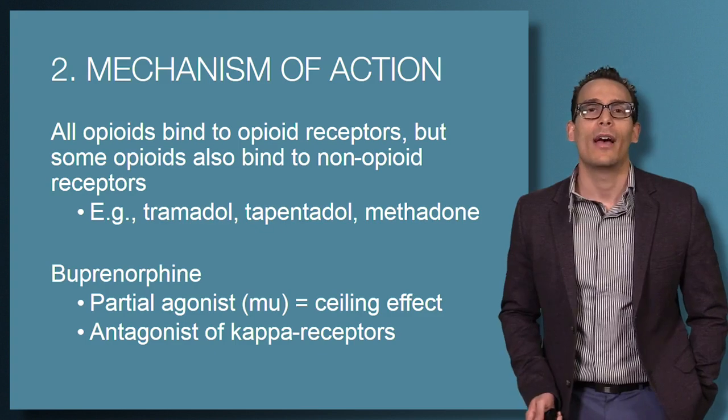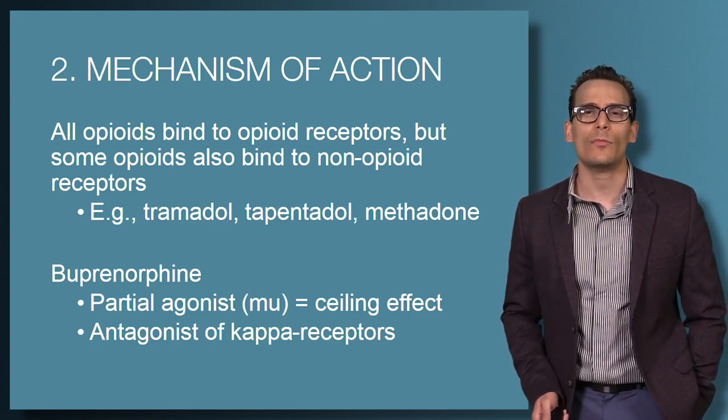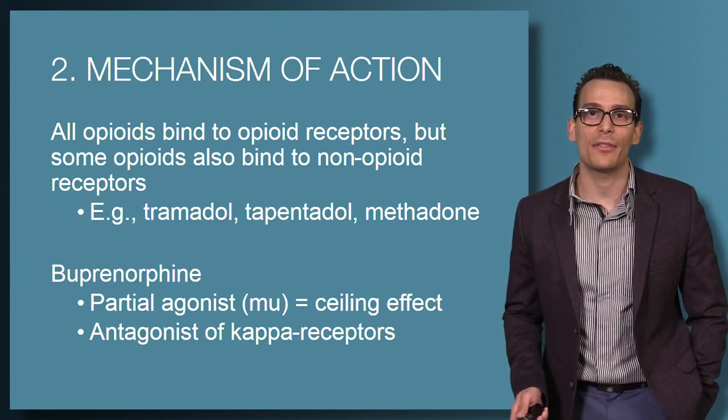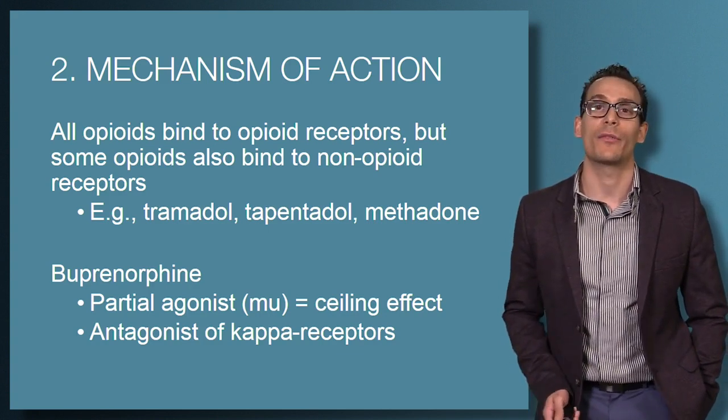Tapentadol, on the other hand, has noradrenergic activity, and it may be effective in certain states of neuropathic pain, whereas methadone has both serotonergic as well as NMDA antagonist, or NMDA blocking, activity, which may make it appropriate in select patients with neuropathic pain.